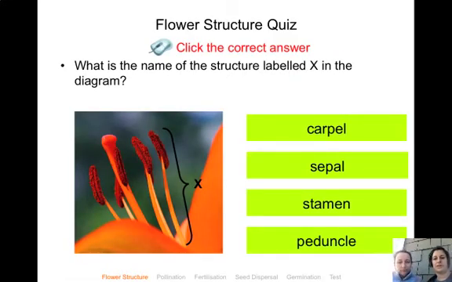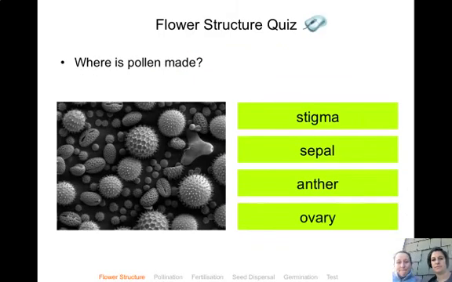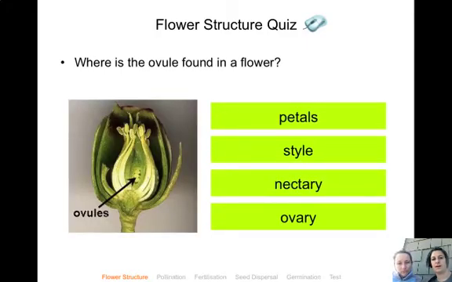Alright, just a little quiz on flower structure. What is the name of the structure labeled X in this diagram? Okay, so if you recognize from what we just looked at, that would be the male reproductive part, so that would be the stamen. Okay, where's the pollen made? Like I said, the stamen is broken into two parts, the anther and the filament, and the pollen is produced in the anther. Okay, and where is the ovule found in the flower? The ovule, again, would be found in the ovaries.